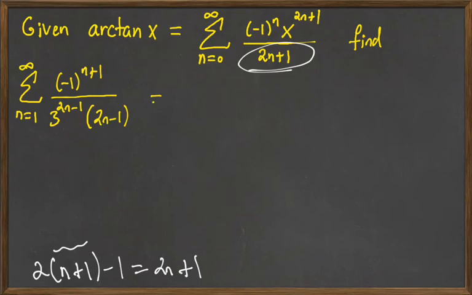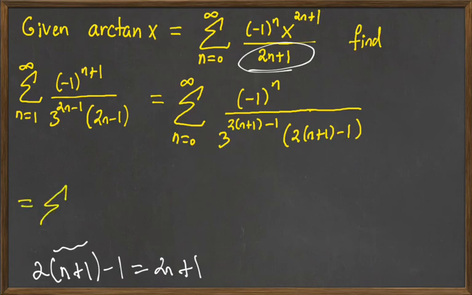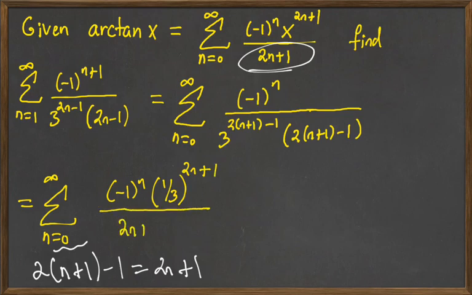So this will be the sum n equals 0 to infinity of -1 to the n, x to the 2n plus 1 minus 1, and then 2n plus 1 minus 1, so that's compensating for rolling the index back 1. So that's going to be the sum n equals 0 to infinity of -1 to the n, and then we'll rewrite that as 1/3 to the 2n plus 1 all over 2n plus 1. Here we're saying x is equal to 1/3, and so this is going to become the arctan of 1/3.